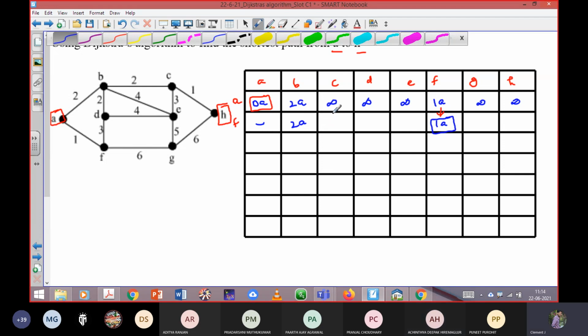Infinity. Previous cell also infinity, so I should put infinity only. F to D: 3F. Okay, very good. So F to D is actually 3.